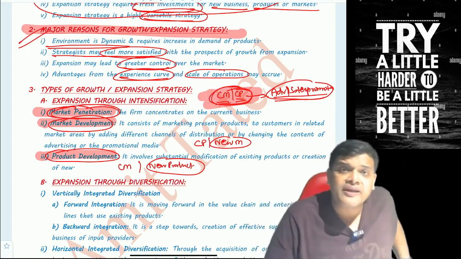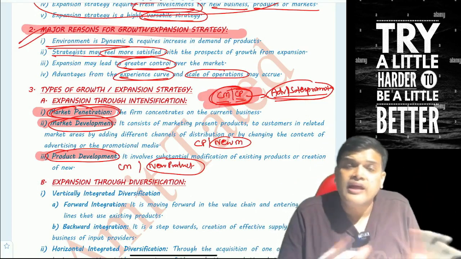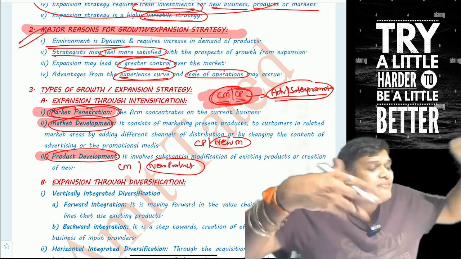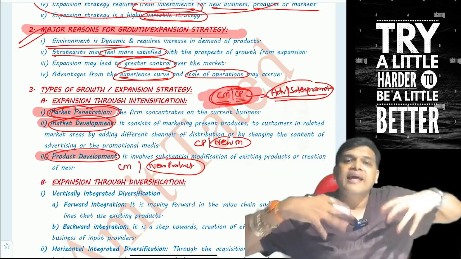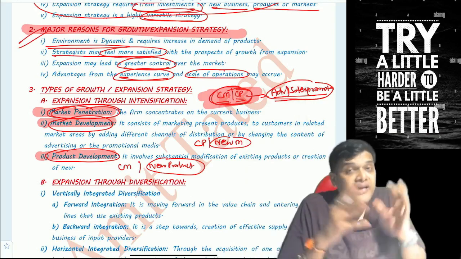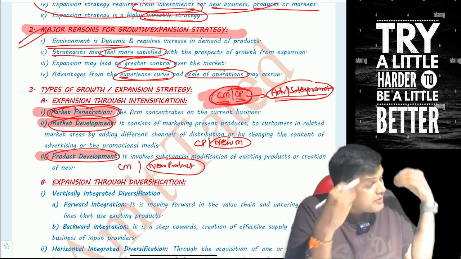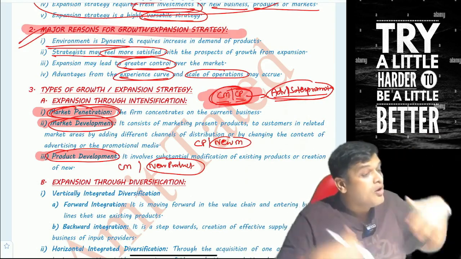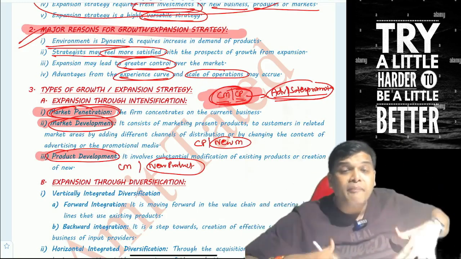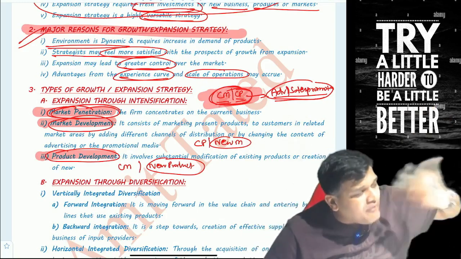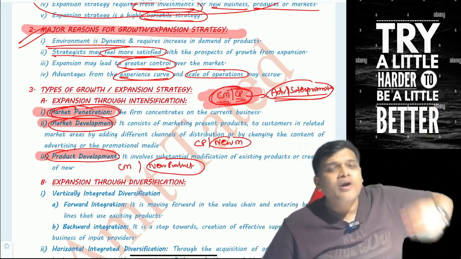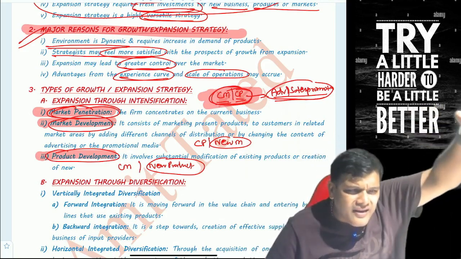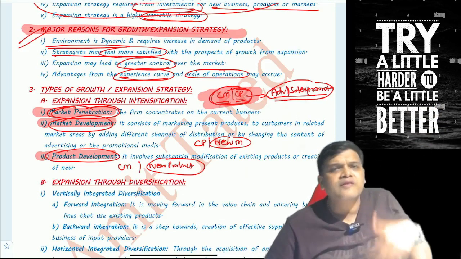Then what happens in stability? The market is mature, there are no extra customers in the market, all customers are with me, then I go with stability. But in market penetration, there are customers with me and customers with the competitor. Now I will do more advertising, more sales promotion, offer discounts, and bring all those customers to me. This is called market penetration.